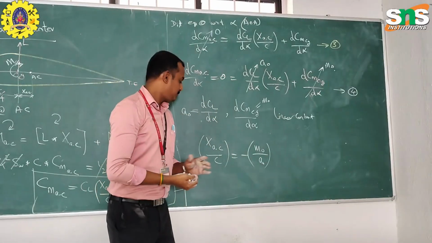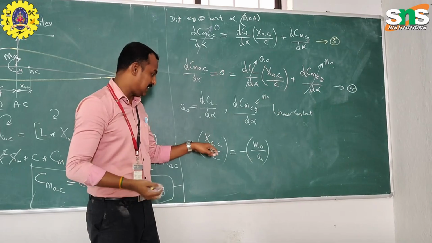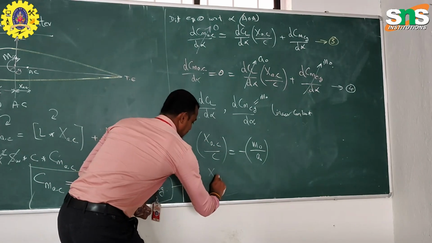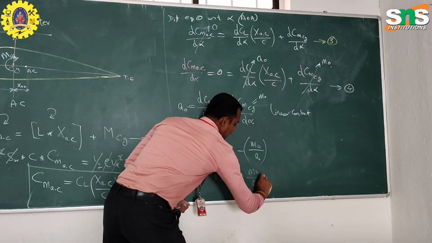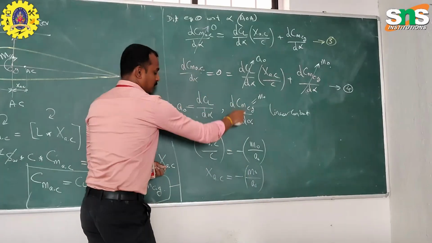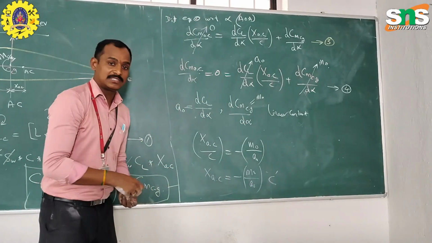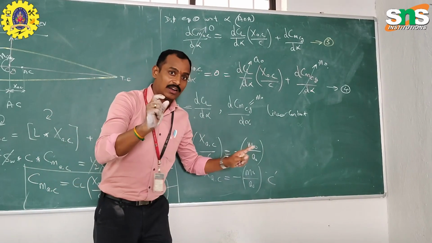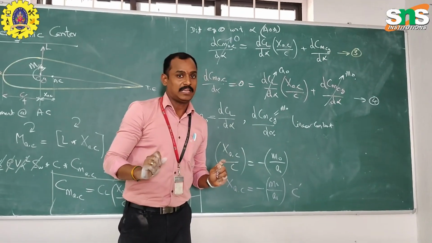That means the aerodynamic center position, x AC, depends on the linear values of the lift coefficient and moment coefficient slopes. It means the aerodynamic center lies at a fixed point in the aeroplane.